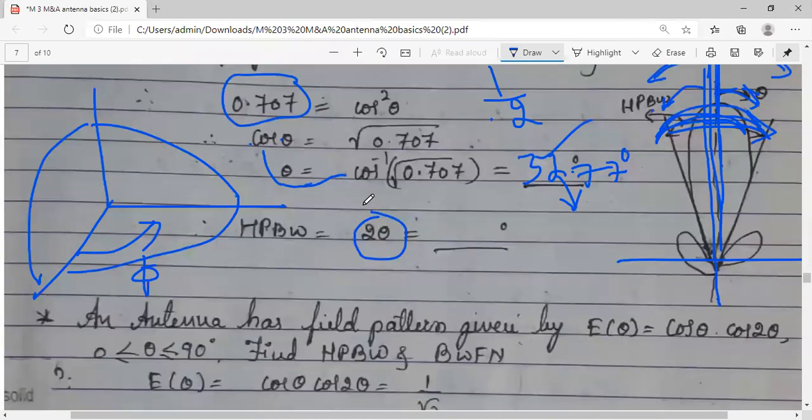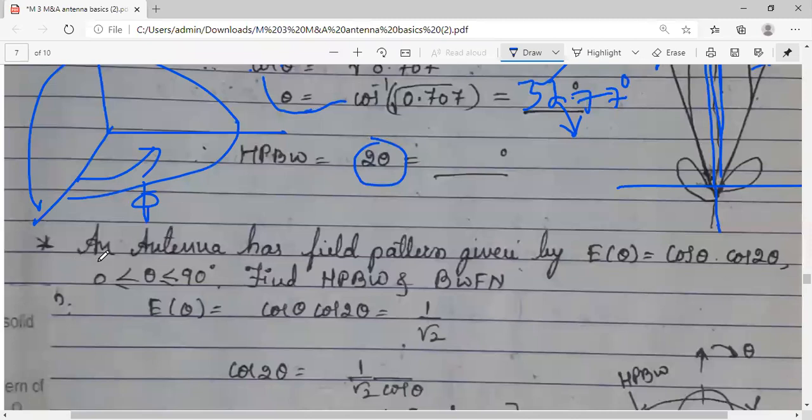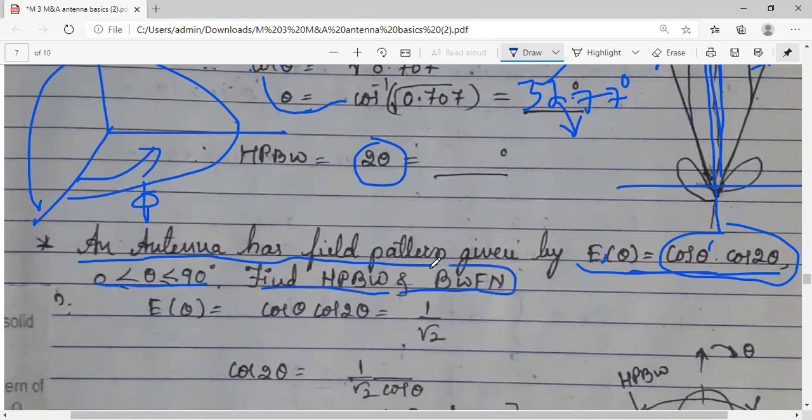A very simple problem. Now coming to the next: an antenna has a field pattern. This time it is not cos square, it is given as cos theta cos 2 theta. Some pattern is given. If you substitute different angles, whatever field value comes, accordingly the field will be that much at that angle. It is easy for you to draw the structure. Putting theta as different values, you can find how the field varies. The range of theta is again between 0 to 90, not more than that. We have to find HPBW and BWFN.